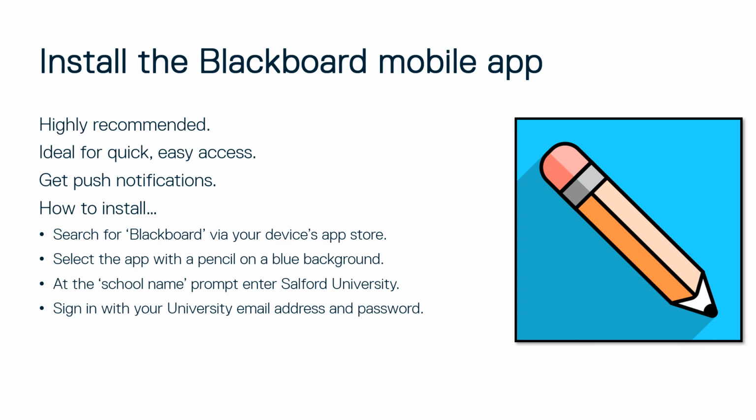For real, anytime, anywhere access, the Blackboard mobile app is highly recommended. It gives you quick, easy access to Blackboard. And an added benefit is that with the app, you can get push notifications for important announcements on your activity stream. To install the app, search for Blackboard via your App Store on your device. Select the Blackboard app that displays a pencil on a blue background. At the school name prompt, enter Salford University and sign in with your university email address and password.